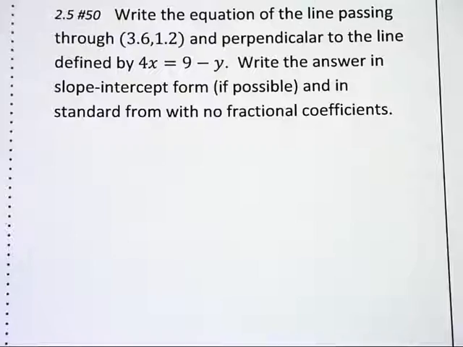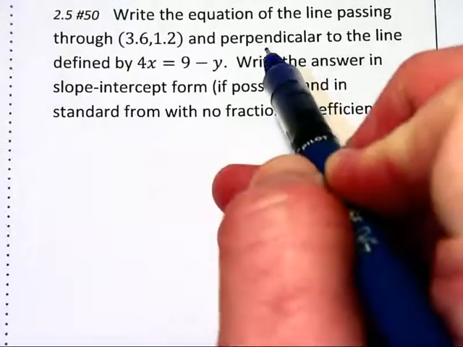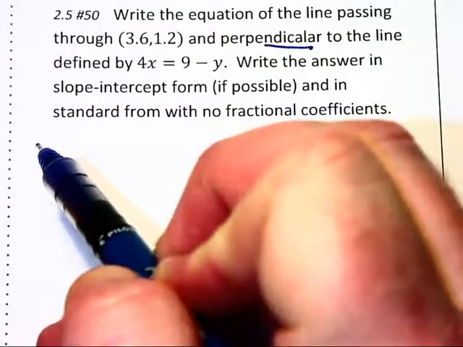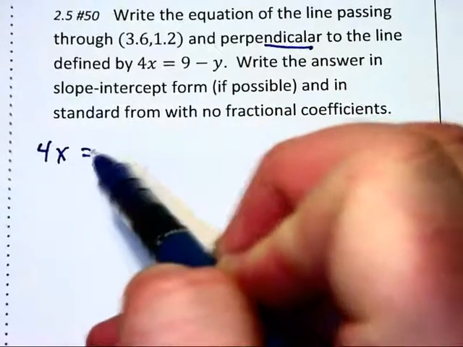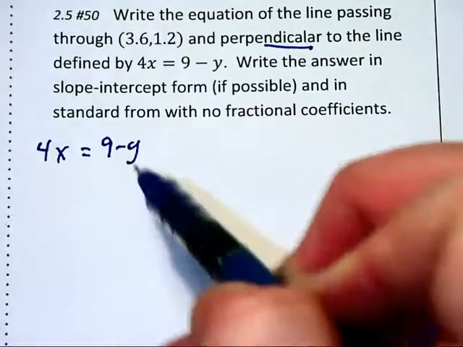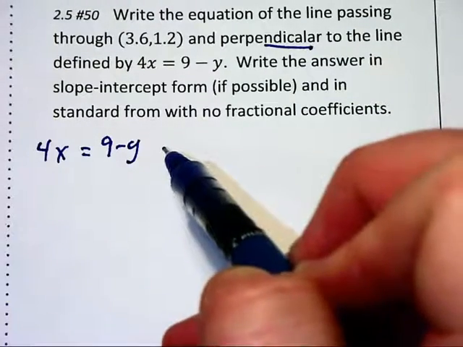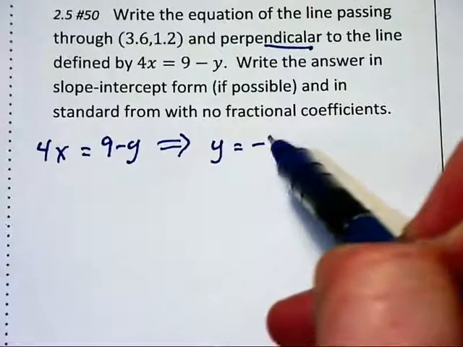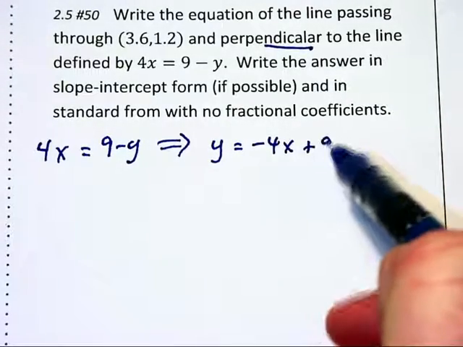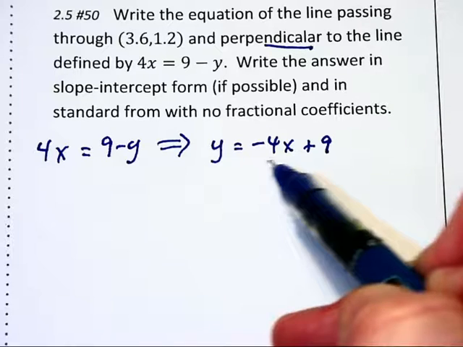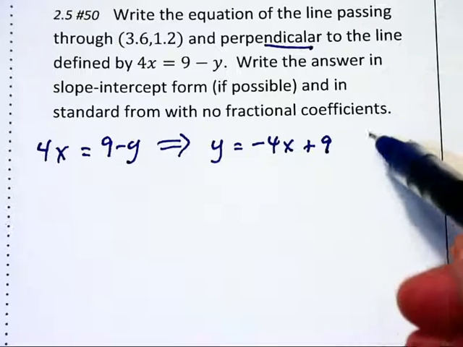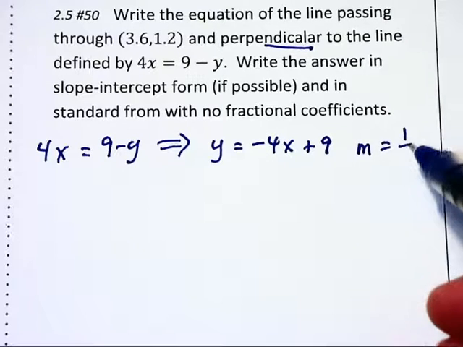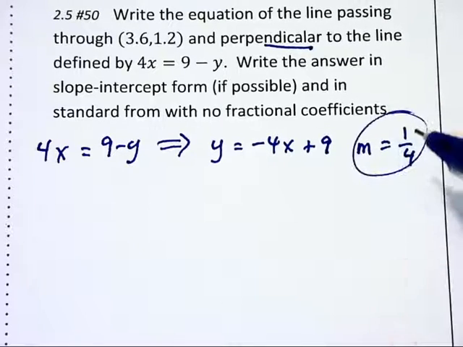Write the equation of the line passing through this point and perpendicular to this line that we're given. So we are given 4x is equal to 9 minus y. And if we bring that y to the left and the 4x to the right, this becomes y equals negative 4x plus 9, which has a given slope of negative 4, but because of the word perpendicular there, we don't want the negative 4, we want the negative reciprocal of that, which will be 1/4.